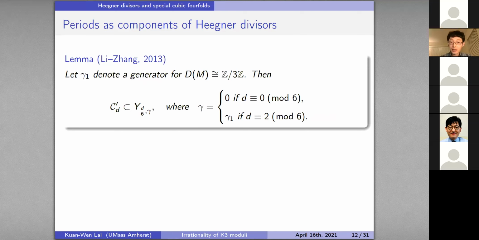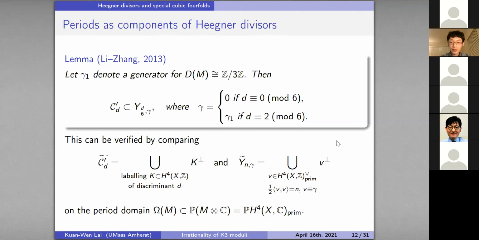And here, let me give you some idea about how to see this inclusion. This can be verified by comparing their lifts on the period domain omega n. Remember, in the previous slides, we have a definition for the lift CD prime tilde, which is the union of orthogonal complements of labeling K. And on the right-hand side, the lift is defined as the union of orthogonal complements of vectors B, which are taken from the dual of the primitive lattice and satisfy these two numerical conditions.